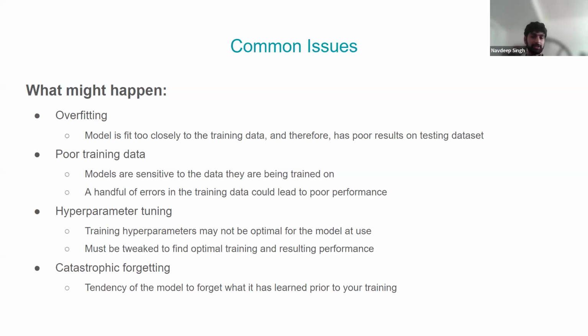And catastrophic forgetting is a tendency of the model to forget what it learned prior to your training. So if I've trained a model on color combinations and then ask it a math question, it might not understand what that is, right? So it's kind of forgotten all the general knowledge that it had beforehand, before I told it all about these color combinations.